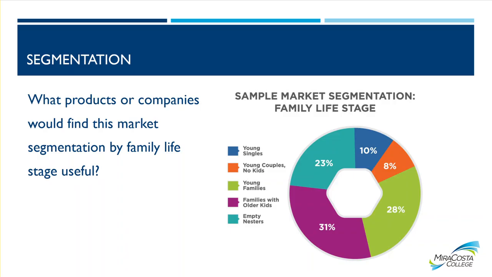So what products or companies would find this market segmentation by family life stage useful? Here's another example. Here's a diagram graphic, sample market segmentation, family life stage. So we have young singles, young couples with no kids, young families, families with older kids, and empty nesters.